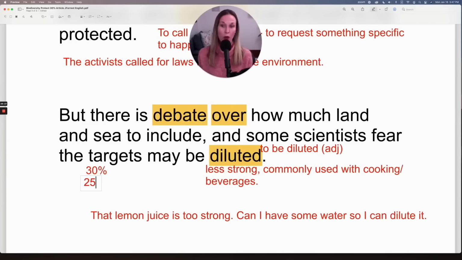So it might be 25%, 24%, 22%, hopefully nothing like 10% or 5%, because if it were 5% or 10%, it would be severely diluted. I would say that this is just a little diluted. This is severely diluted. So that's how you would dilute a target. You would make it less strong. And remember, we commonly use this with beverages.